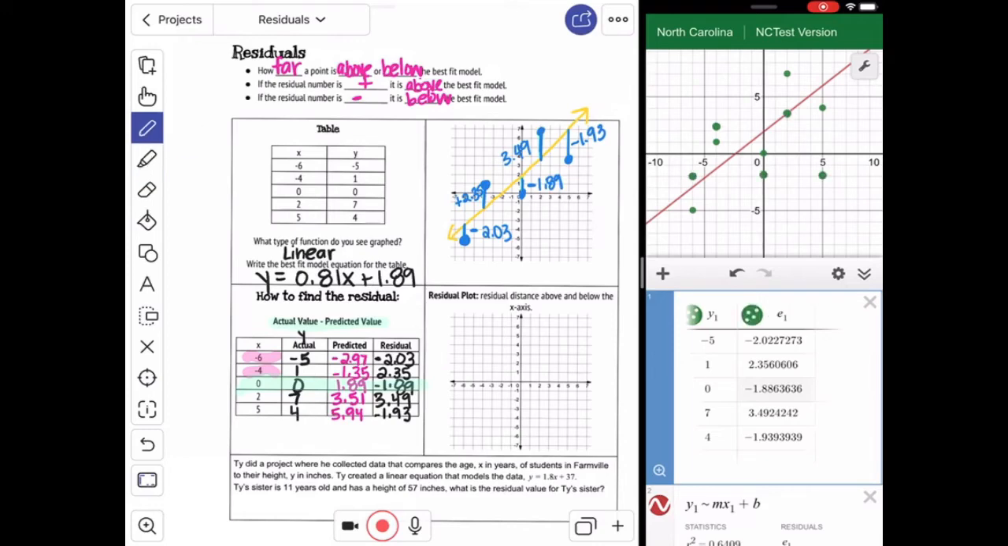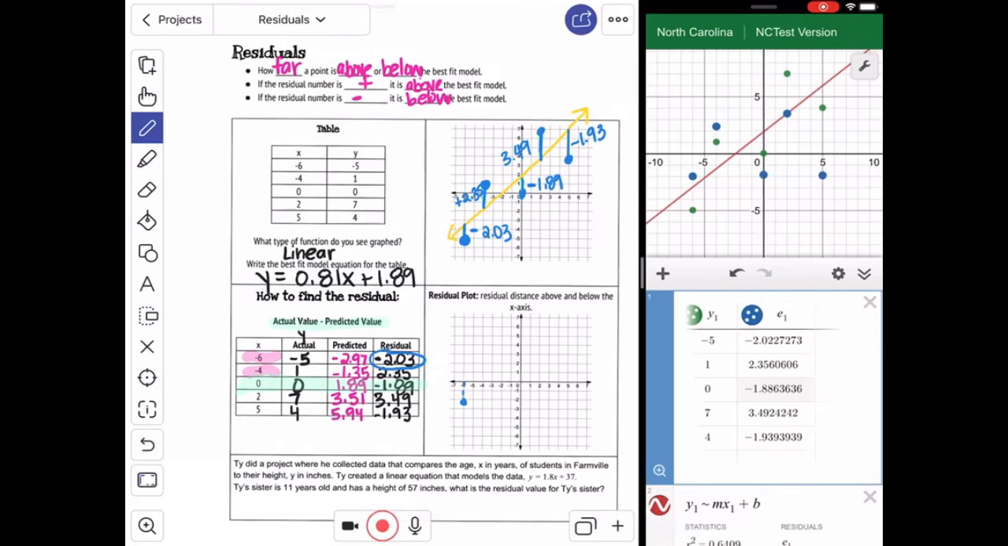I'm now going to look at the residual plot. Mine wound up being the same color, so I'm going to change that so we can see them differently. If we look at the blue values, what do those mean? Those are the distance that they are from the x-axis. So if I'm at -6, my residual is -2.03. So at -6, I'm going to go approximately 2 units down. That is the residual distance. This distance right here is -2.03.